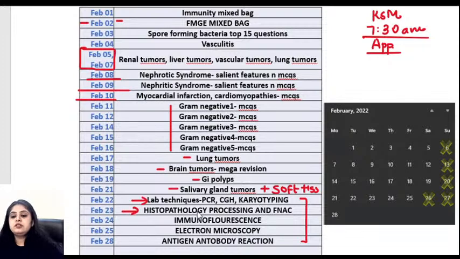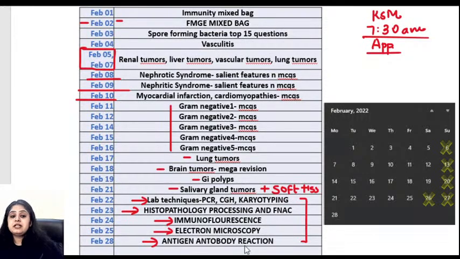Then there's one class on histopathology processing and FNAC, one class on immunofluorescence, one class on the very famous electron microscopy, which all of you have become very fond of after the last INI CET. And since some of you had requested, ma'am, please conduct one session on the antigen antibody reactions in microbiology, ELISA and all of those, precipitation, whatever those reactions are, I've kept one day for that.